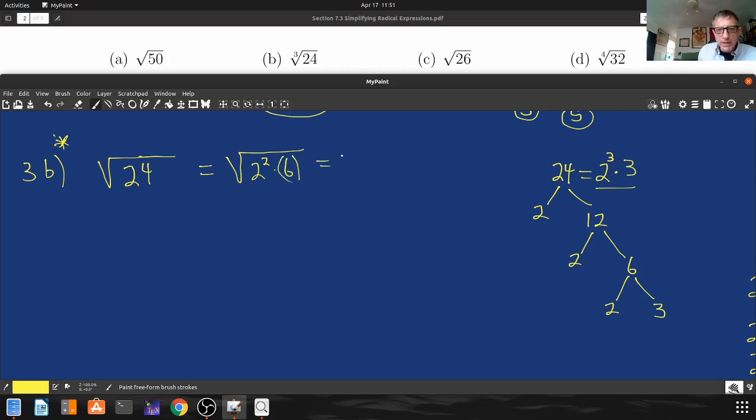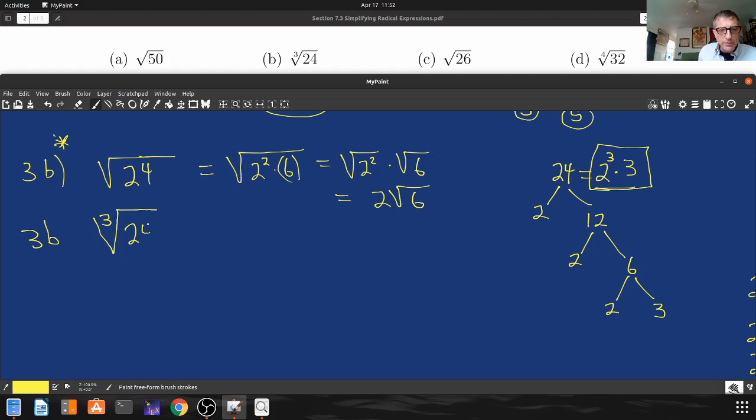So that's going to be equal to the square root of 2 squared times the square root of 6. So that's going to give me 2 times the square root of 6. So now let's actually do the real 3b, and we'll use this factorization right here. I did not notice, talking too much, that we're actually wanting to find the cube root of 24.